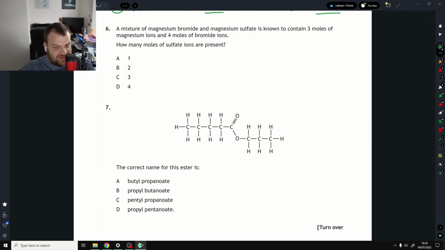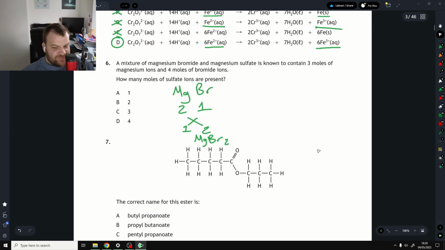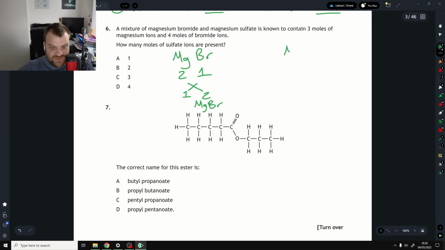do the valency crossover. Magnesium is in group 2, so makes 2 bonds. Bromine is in group 7, so makes 1 bond. And you swap them over, and that gives you MgBr2. Magnesium sulfate, Mg will still make 2. Sulfate you'll find on page number 9. SO4 2 minus, which means it makes 2 bonds. So the 2 negative charge tells me that. We would then swap them over, 2 and 2, cancel them out, and we are just given MgSO4.